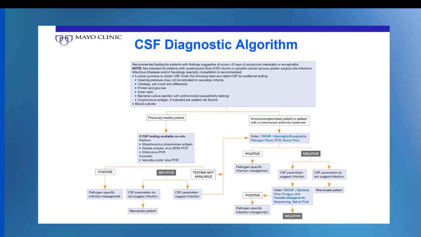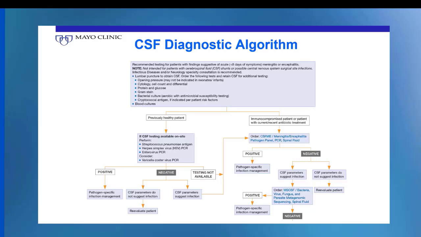That's important: to do a cell count and differential, protein, glucose, Gram stain, and bacterial culture. And if there is risk for cryptococcosis, a cryptococcal antigen, because we know that antigen can be more sensitive than a molecular diagnostic. And then blood cultures are also recommended. So this is really just run-of-the-mill testing.